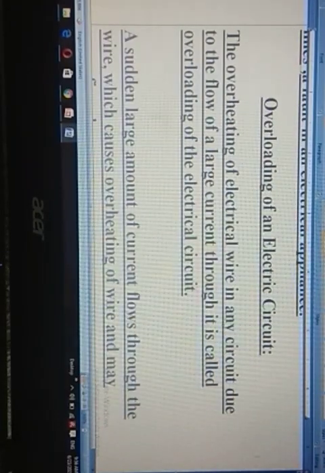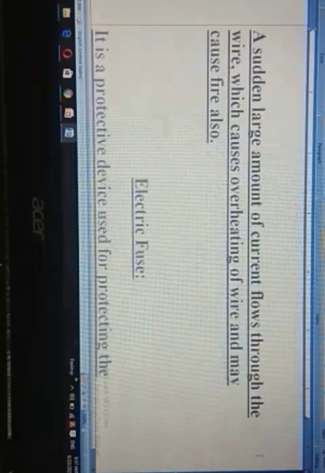Another thing is overloading. Overloading of an electric circuit is very dangerous. Overheating of an electric wire in any circuit due to the flow of a large current through it is called overloading of an electric circuit. A large amount of current flows through the wire, which causes overheating of the wire, and it may cause fire also. You may have heard or listened to this. So we use some safety devices.